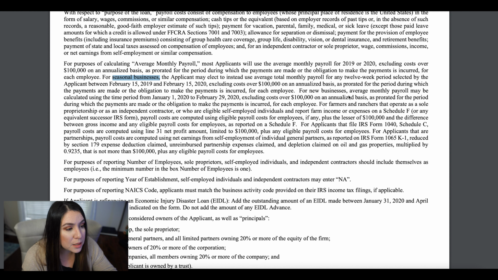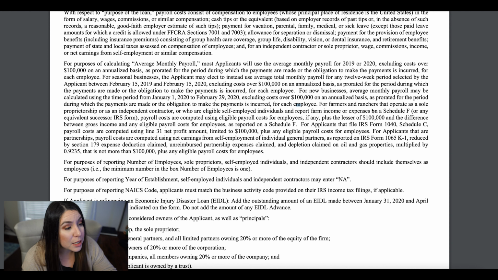For new businesses, average monthly payroll may be calculated by using the time period from January 1st, 2019 to February 29, 2020, excluding costs over $100,000 on an annualized basis as prorated for the period during which the payments are made or the obligation to make the payments is incurred for each employee. So we're seeing common requirements here.